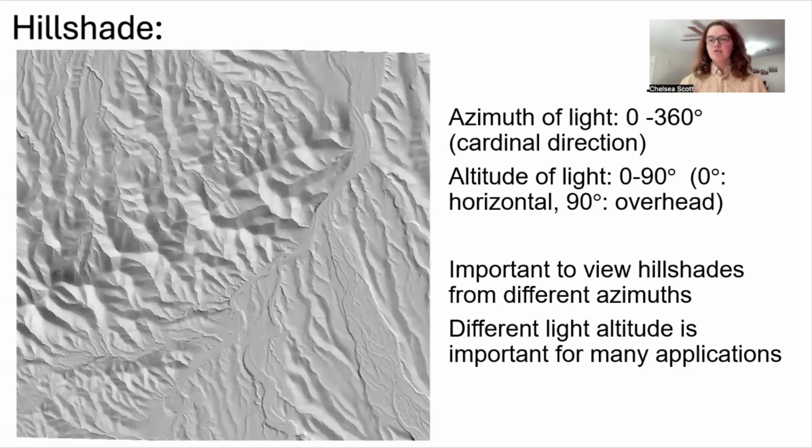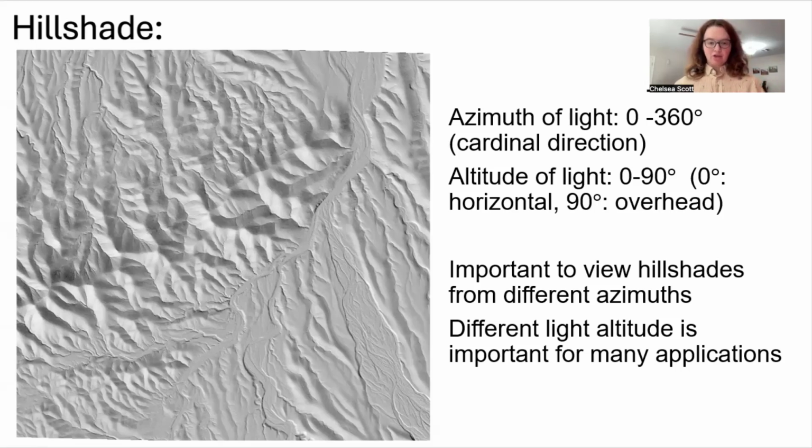You can choose the azimuth of the light, so that's the cardinal direction where the sun is going to be coming from. Often it is entered in degrees from 0, which corresponds to north, all the way back to 360 degrees. And we also have the option of the altitude of the light, where 0 degrees indicates that the sun is basically horizontal to the landscape, and at 90 degrees, the sun is overhead.